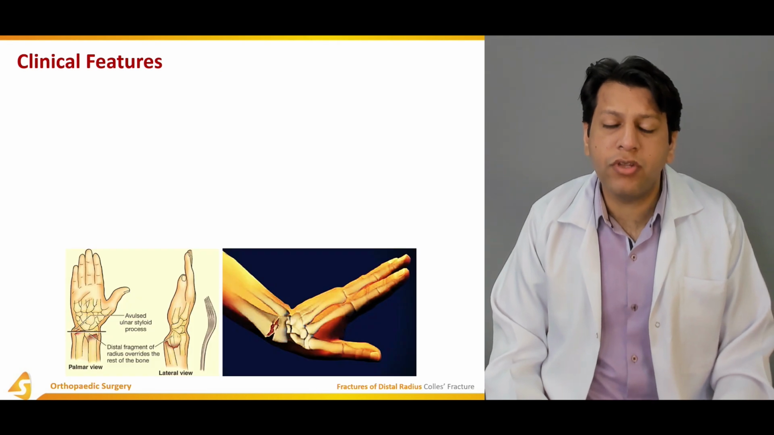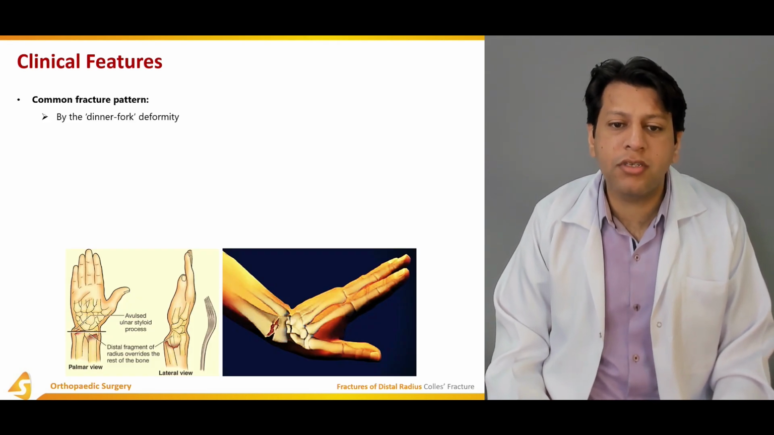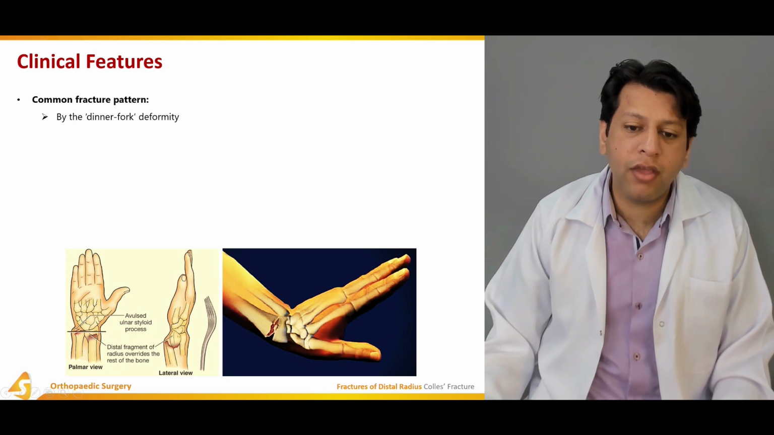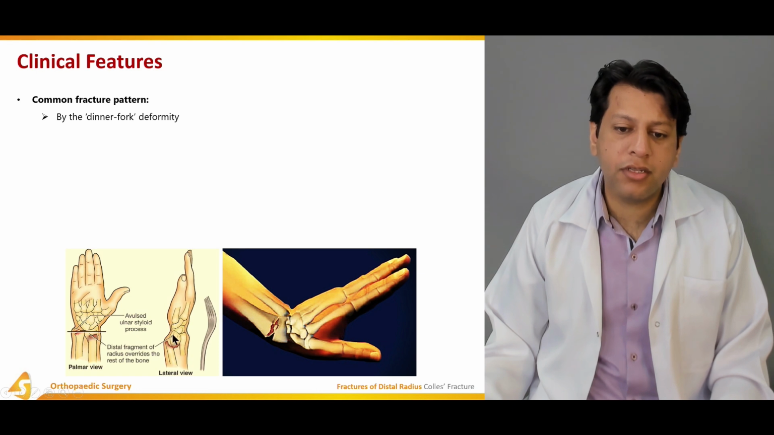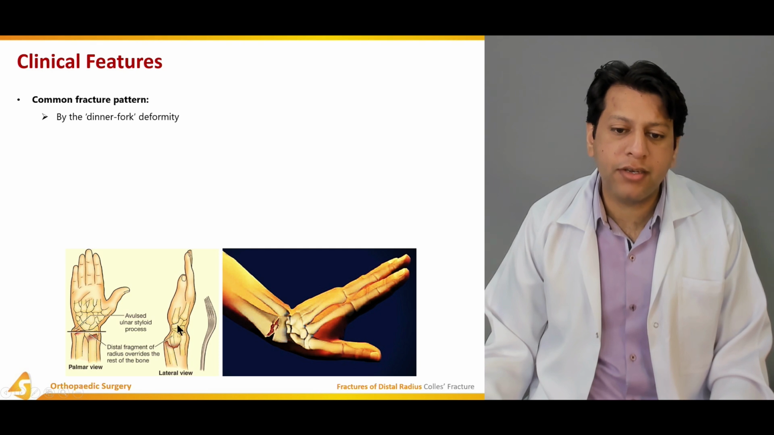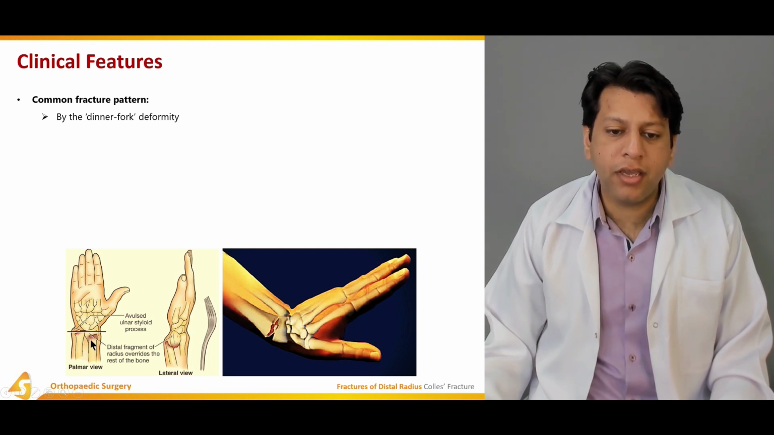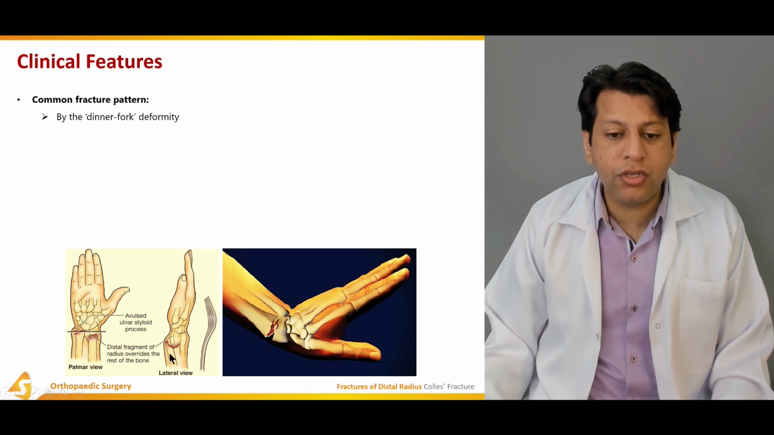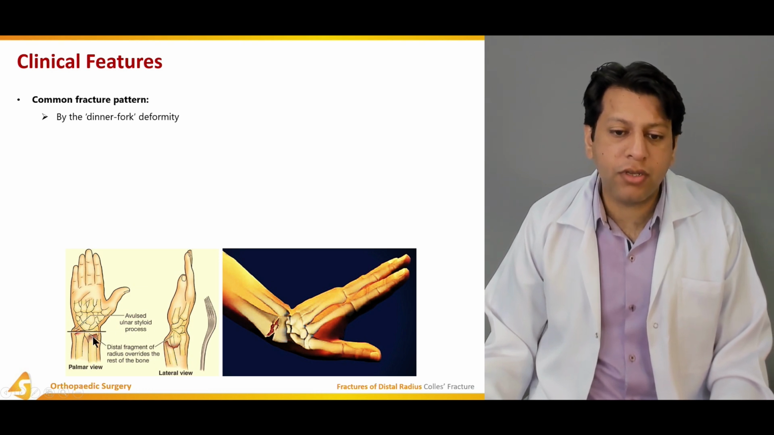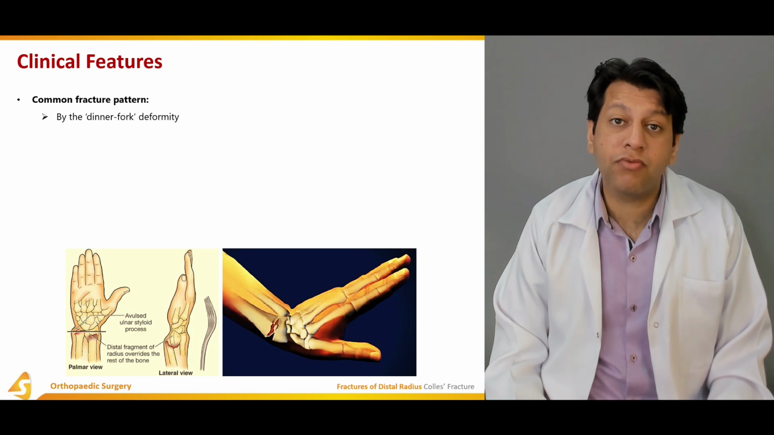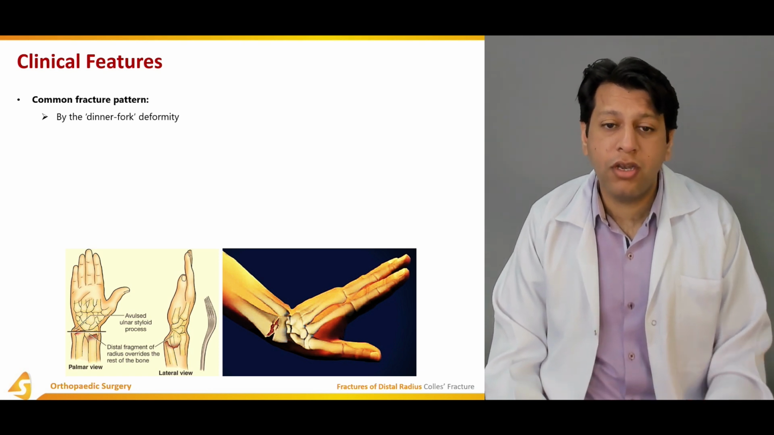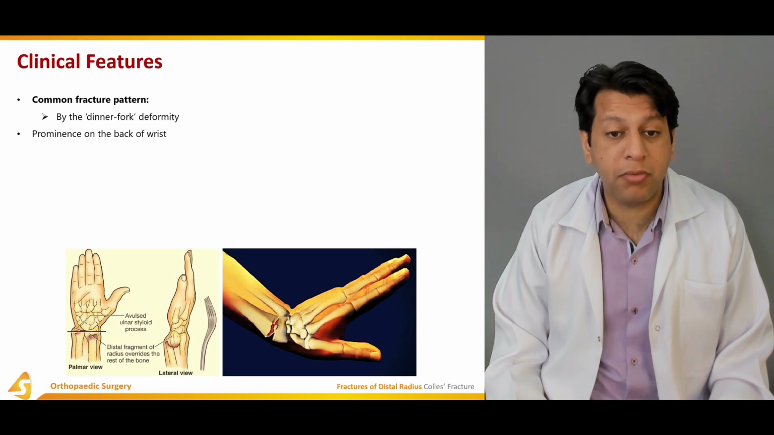Now coming to the clinical features, the common fracture pattern is the dinner fork deformity. If you see this view on the lateral side, you can appreciate the distal fragment has gone dorsally with the proximal fragment going volarly, resulting in dinner fork deformity. And if you see it on the AP view, there is not only a dinner fork deformity, you can appreciate that there is an increased radial tilt as well. So that is something which is very common. The distal fragment has gone dorsally with radial tilting of the distal fragment as well.